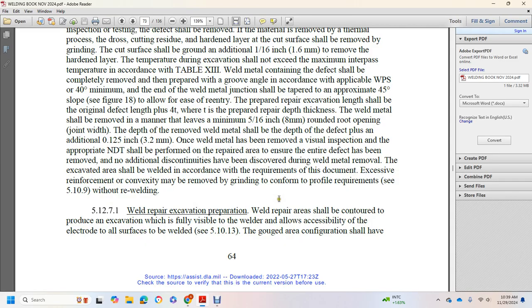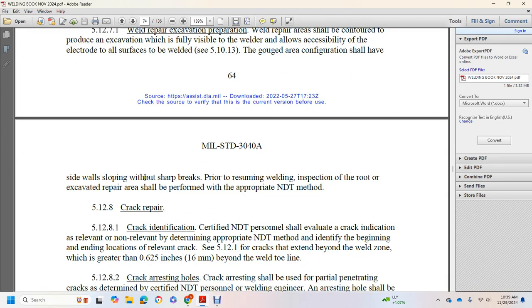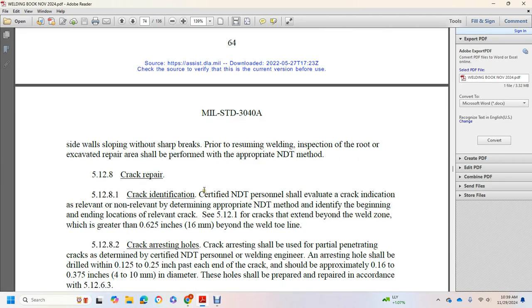Weld repair excavation preparation. Weld repairs shall be made with the excavation fully visible, allowing the welder accessibility of the electrode to the surface to be welded. The gouge area configuration shall have sidewall sloping without sharp bends prior to resuming welding. Inspect the excavated repair and perform appropriate non-destructive testing.